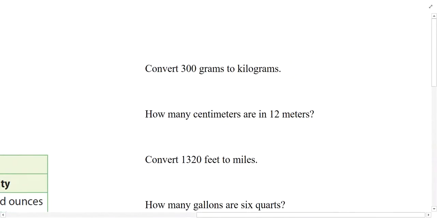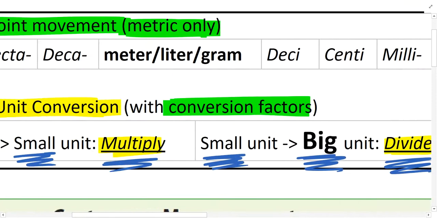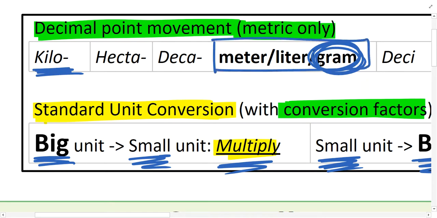So if we take a look at just a few examples here, if we're converting from 300 grams to kilograms, well, both grams and kilograms are metric. Since they're both metric, I can use the chart on the top, and we're starting with 300 grams. Grams, that's one of our base units, so that's right here. And we're trying to convert to kilograms. So we're inside this box, and we have to move 1, 2, 3 steps to the left.